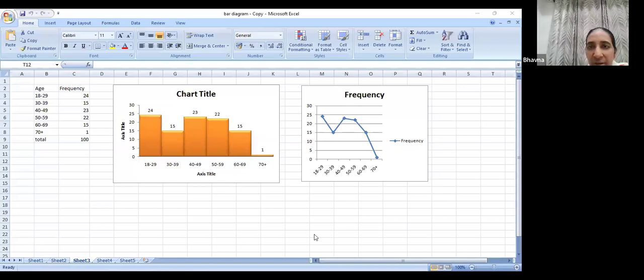Can you see the Excel sheet? No, ma'am, not as of now. Just a second. Can you see it now? Yes, ma'am, it's visible.